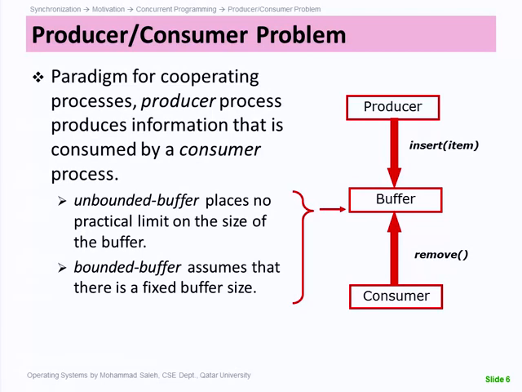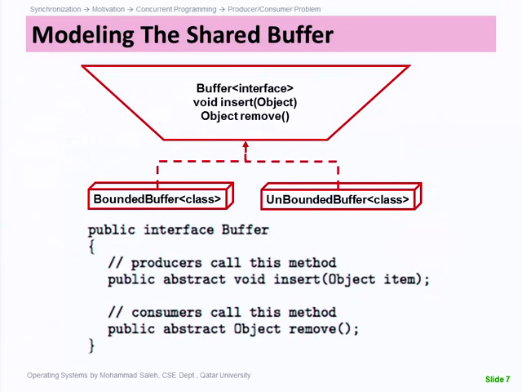The one who's gonna call the remove method is who? The consumer. And the one calling the insert method is the producer, right? But both of them work on the same shared object buffer, right? So now if we want to model this, we can say that the buffer can have it as an interface, okay? Interface buffer. And we can have two classes to implement this interface, bounded buffer and unbounded buffer.